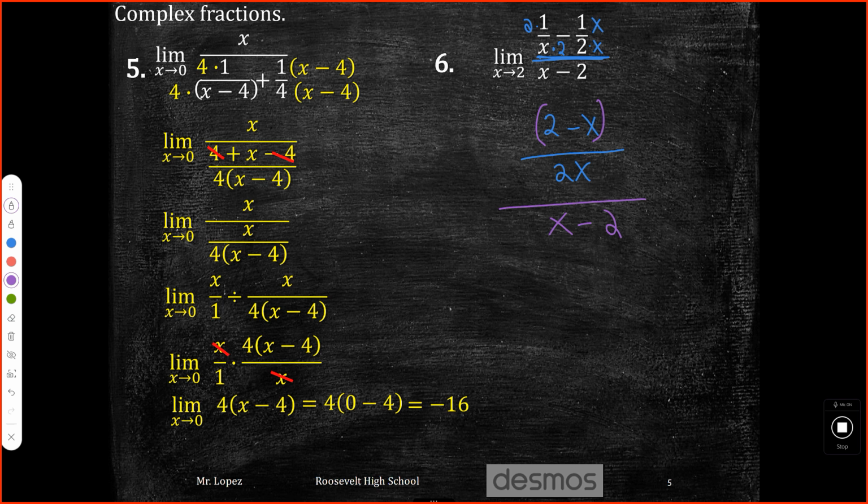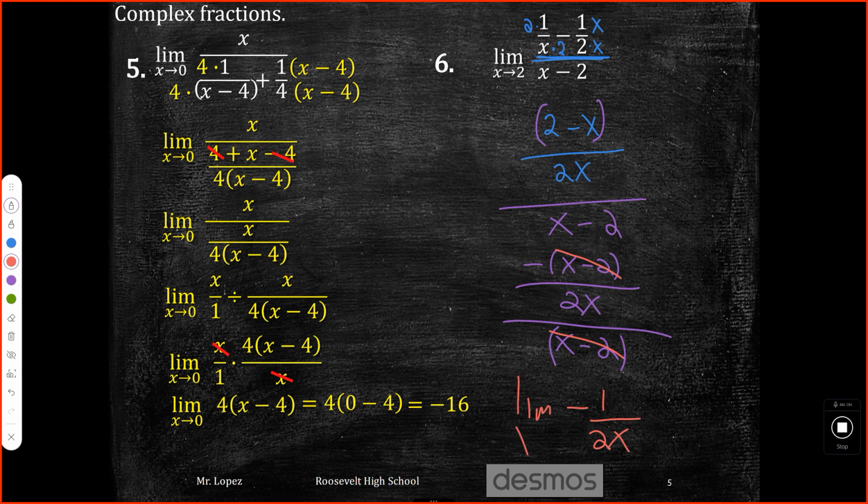Here we can factor out a negative, so we're going to get negative x minus 2 in parentheses over 2x times x minus 2. You can cancel x minus 2 with x minus 2. So we're going to be left with negative 1 over 2x. X approaches 2. Now we can plug it in and we're going to get negative 1/4 as our answer.